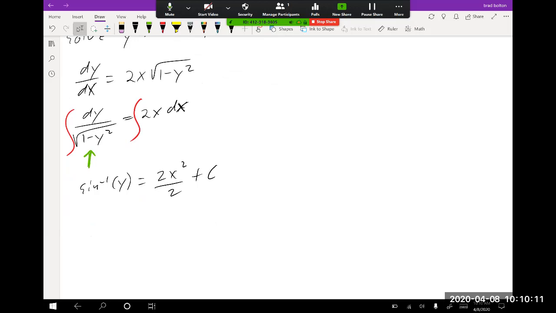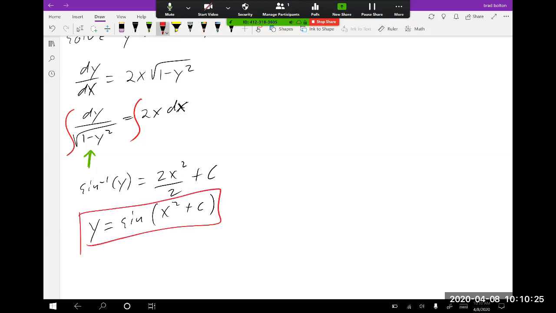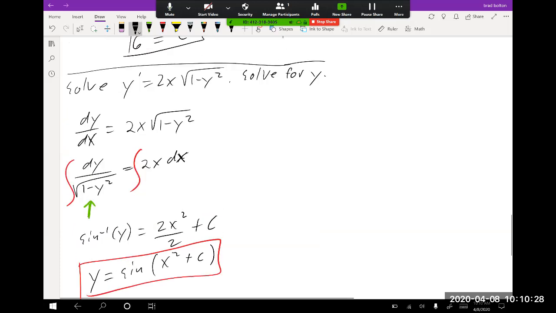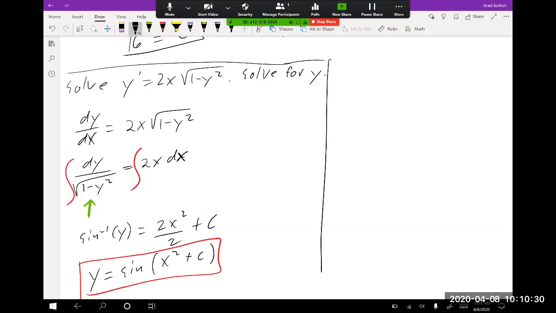Now we know that we have to take the sine of both sides. So this would be y equals the sine of (x squared plus c). And we're good. That's it. So that's the solution to our differential equation once again. So not so bad. Let's do another one over here.